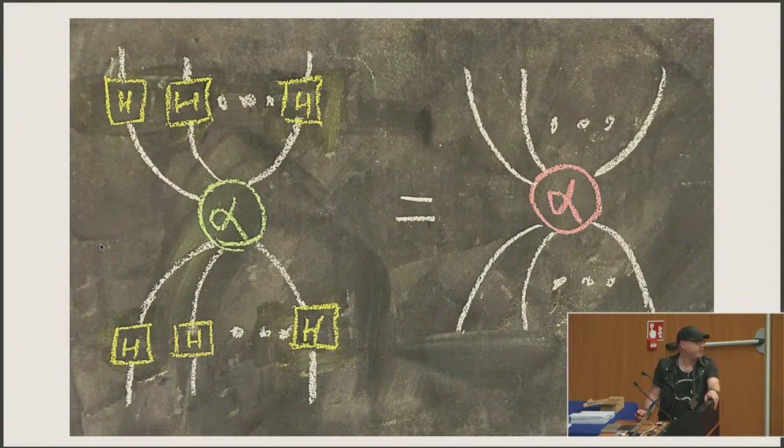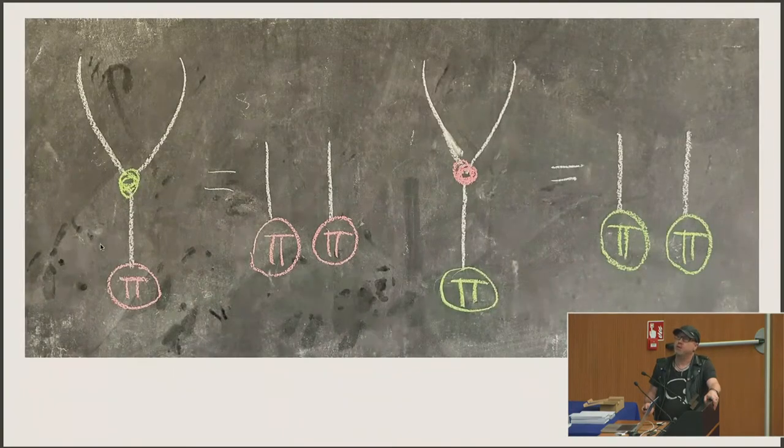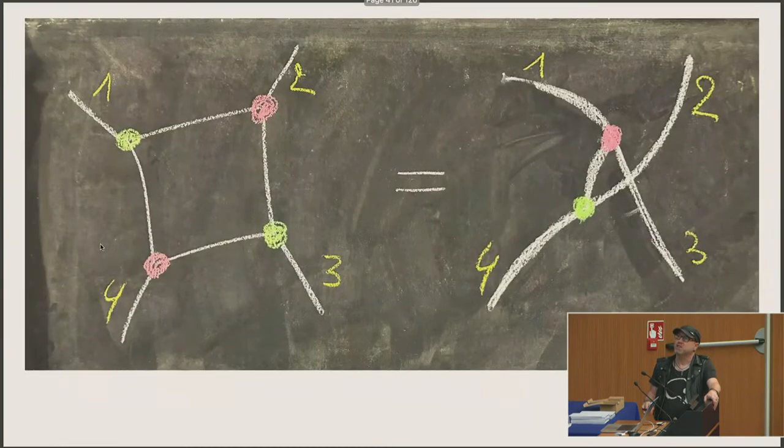And that's a very useful thing to have around for calculations. So that's some extra notation we usually introduce, especially if you do quantum circuits and stuff like that. So the Hadamard gate is a color changer. So spider fusion is very easy. Color change here is very easy. Copying is very easy to remember. So this is really the only one which is a little bit more difficult to remember.